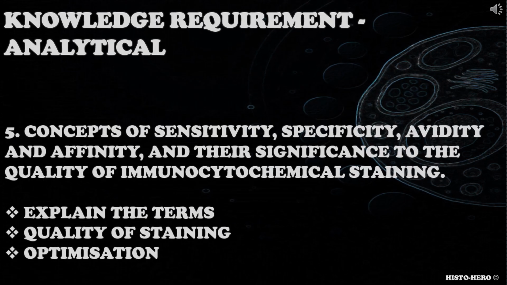The fifth knowledge requirement is for you to know concepts of sensitivity, specificity, avidity, and affinity, and their significance to the quality of immunocytochemical staining. What is sensitivity, specificity, avidity, and affinity when it comes to IHC staining? How do they affect the quality of IHC staining? Explain each term, highlight how they affect quality of IHC staining, state the importance of staining protocol optimization.